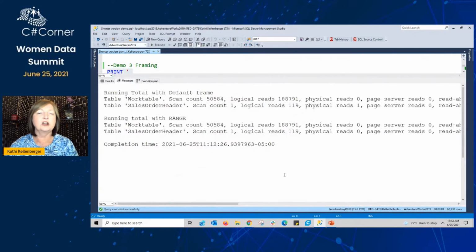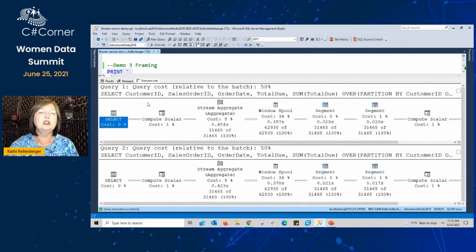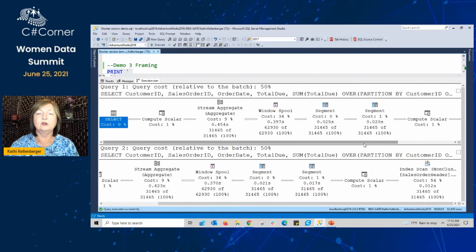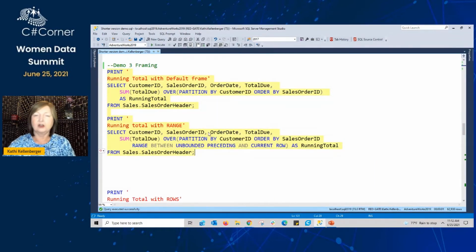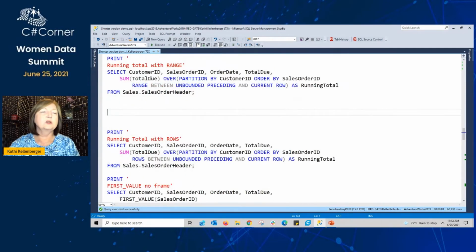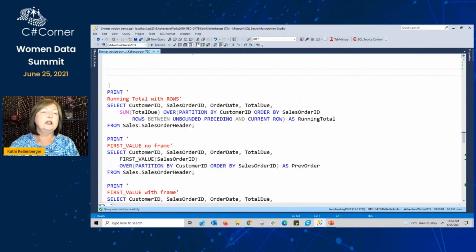If I look at statistics.io, they are identical. If I look at the execution plans, they are also identical. These queries are absolutely the same thing because I didn't add the frame here, so it is defaulting to this. Okay. What if I took that same query and specified rows between unbounded preceding and current row instead.